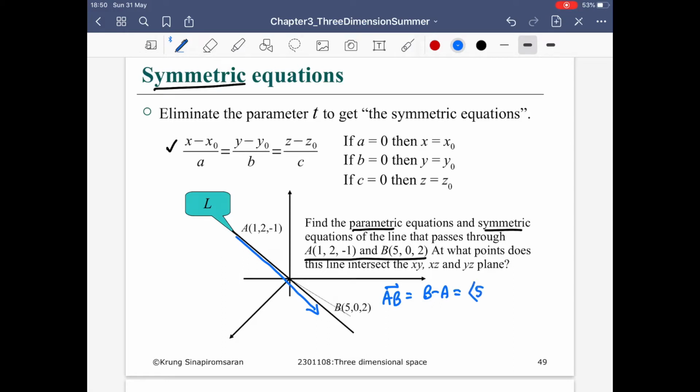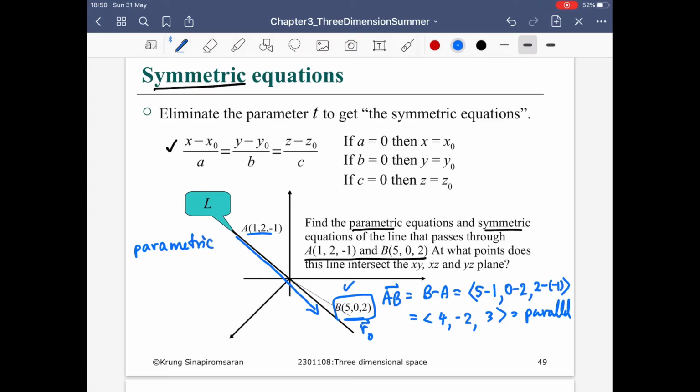So your B is 5, 1, 0, and 2, 2, and negative 1. And you get 4, negative 2, and 3. So this one is the vector that's parallel to our line. Okay, and then you can choose either your A or your B to be the point that it is passing through. Because your B contains a 0, let me just use this B as your point that it is passing through.